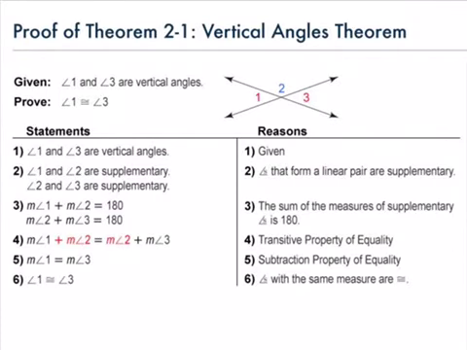All right, here we see a proof of theorem 2.1, the vertical angles theorem. Just take a moment to read over that. You don't need to do this proof actually, but it's just how they are showing that vertical angles are congruent.